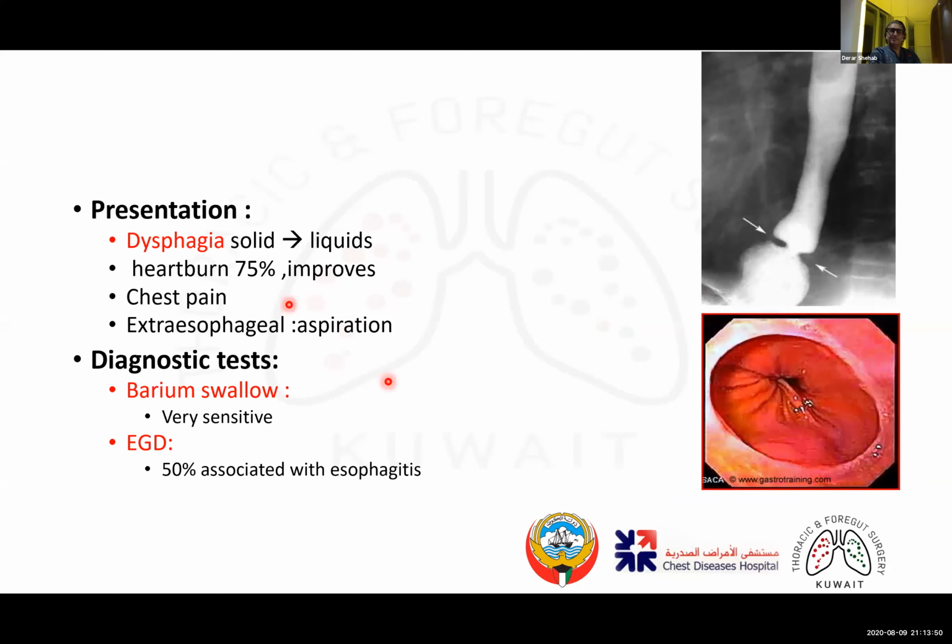Most of the time, the patient comes to us after a heavy meal, basically like a steak or a large amount of bread being ingested. So other presentations are chest pain and sometimes extraesophageal symptoms like aspiration pneumonia.